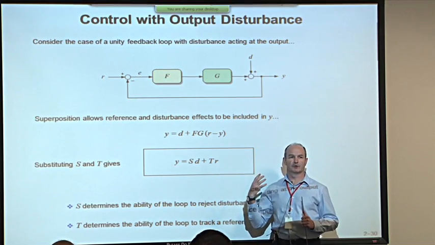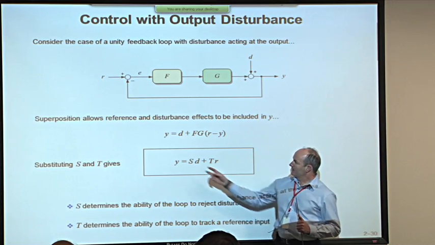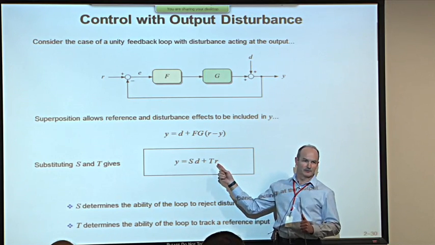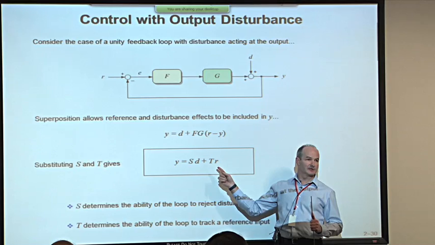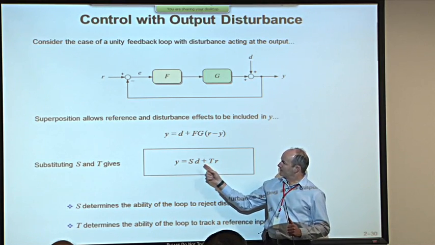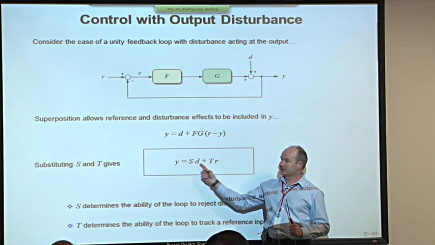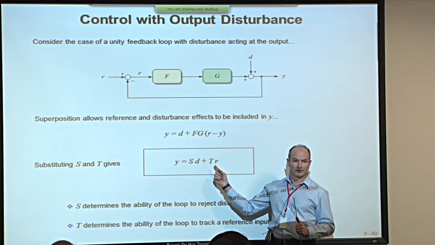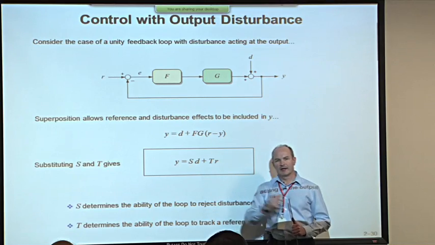Now let's ask ourselves what we want. We would like Y to equal R. It's as simple as that, because if it does so, we have perfect reference tracking. Well, for that to happen, S must be equal to 0 and T must be equal to 1, obviously. Well, can we have that?